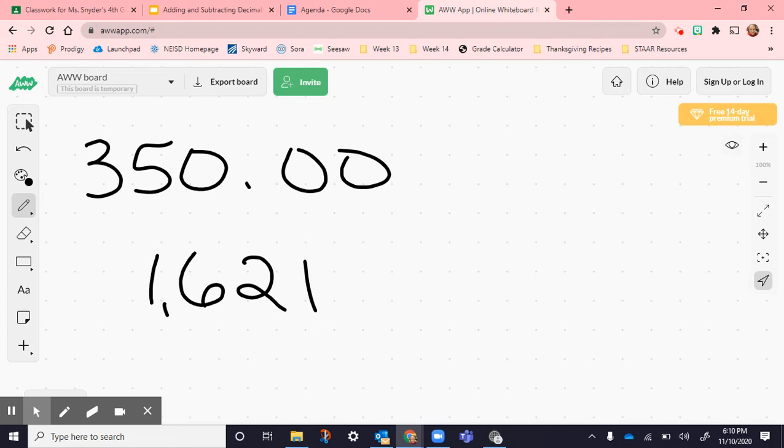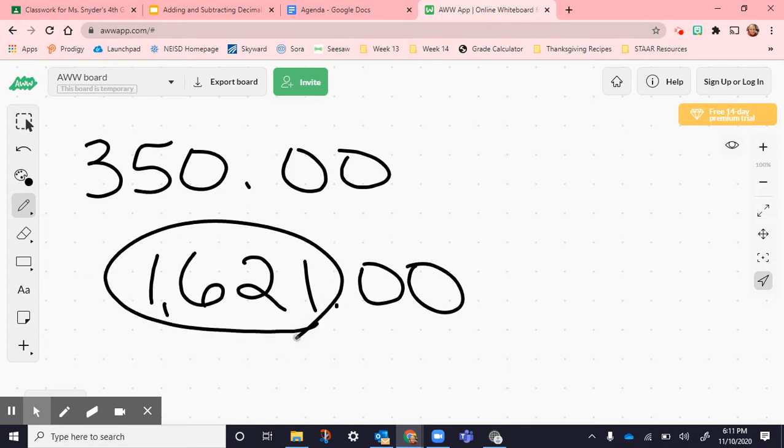1,621 is a whole number. I can show that there's a decimal point there by adding it after the ones place and adding those zeros to show that there's no tenths and there's no hundredths. This is still a whole number. It's just showing there's no tenths, no hundredths. Okay?